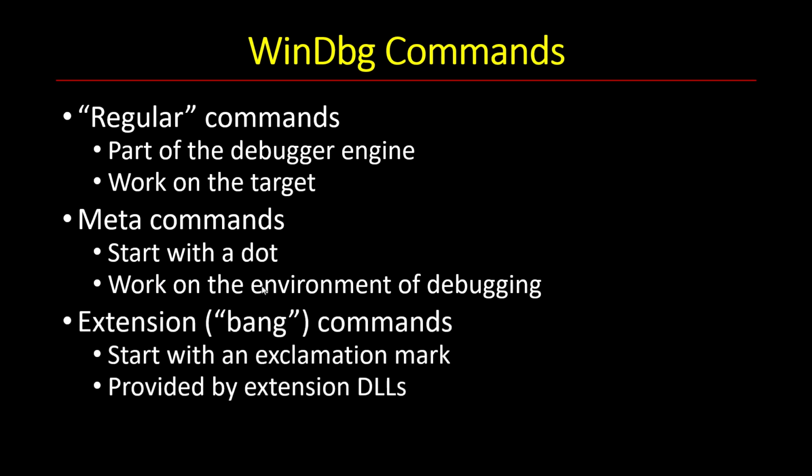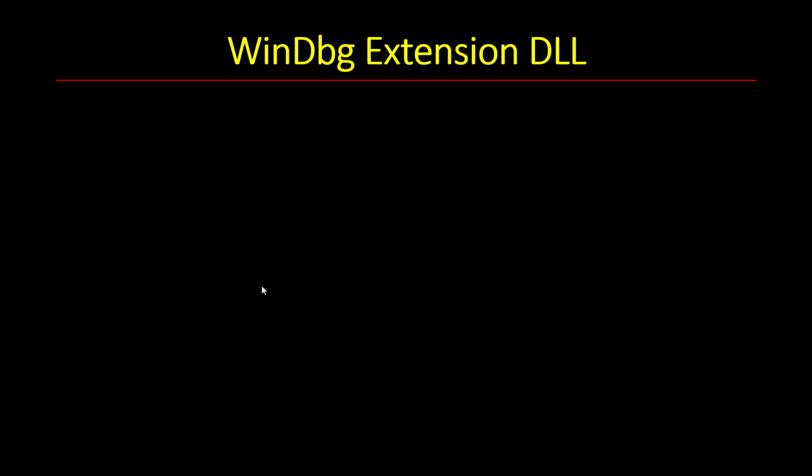And then the third type of commands that we have are known as extension commands or bang commands. These are the ones starting with an exclamation mark, and these are the ones provided by external DLLs or extension DLLs. Some of which, as I mentioned, are provided as part of the package. And in this video, we'll write a simple extension DLL to show how you might go about it. Because at the end of the day, you might be able to do everything that you need with the existing commands, but you typically want to make things happen faster, do less work, because debugging is really about trying to minimize the work you need to do.